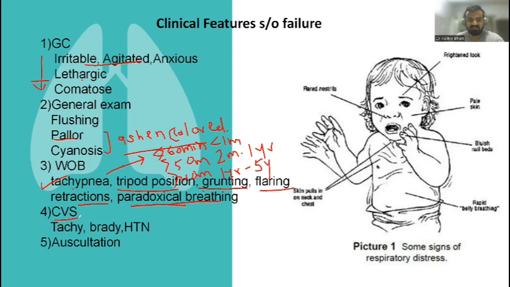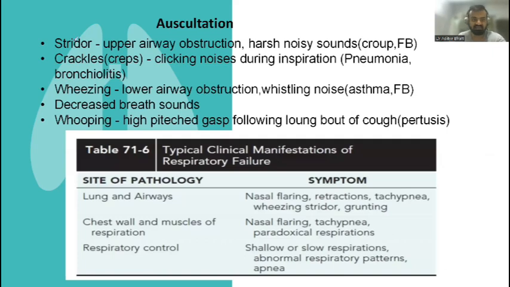Initially, the CVS responds with tachycardia, but later it may turn into bradycardia. On auscultation, you find a lot of sounds like stridor, crepitations, wheezing. Now, what is stridor? Stridor is usually due to upper airway obstruction, and it is a harsh, noisy inspiratory sound. It usually suggests two things: either acute laryngotracheobronchitis or laryngitis, or the presence of a foreign body. So usually stridor is associated with croup or foreign body.